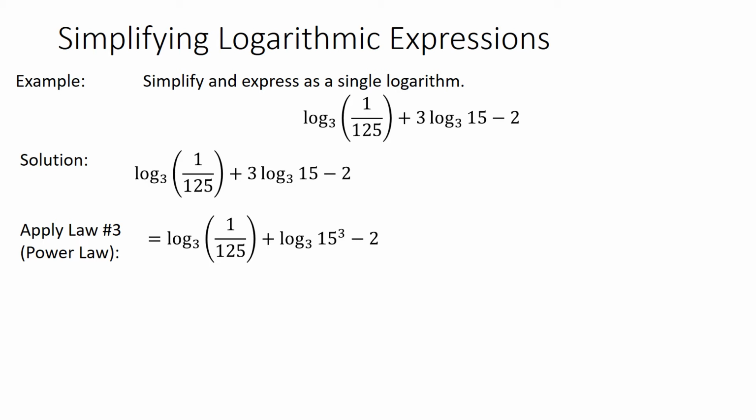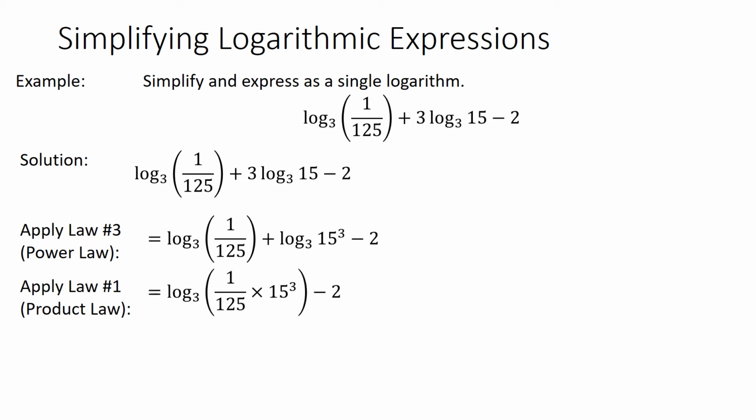Now at this level we can see that the first two terms contain log, but for the last term there is no log. Therefore we can apply the law number 1 to change the plus to multiply, which is log base 3 of 1/125 times 15 cubed, then minus 2. So we can simplify the constants in the bracket and it is 27. So log base 3 of 27 is 3, and for this expression it becomes 3 minus 2. The answer is 1.